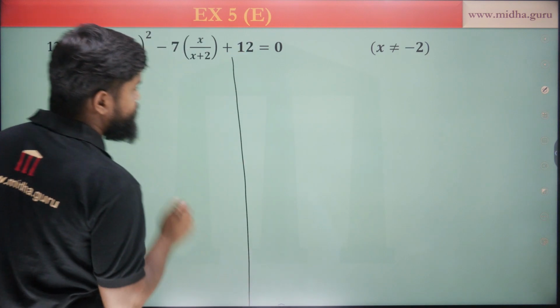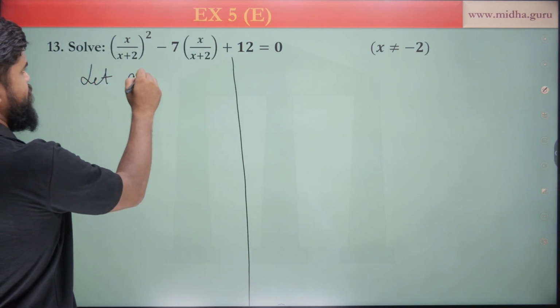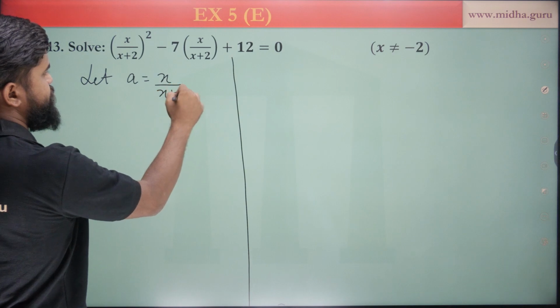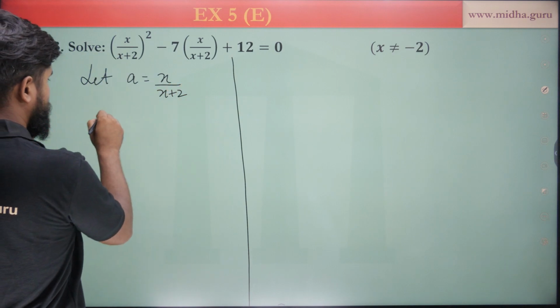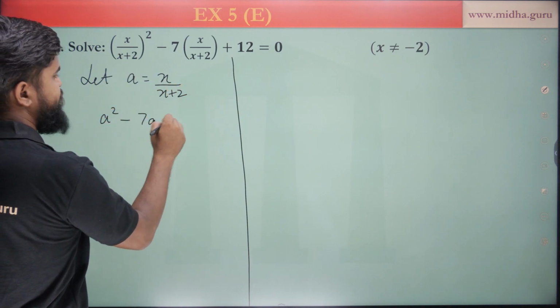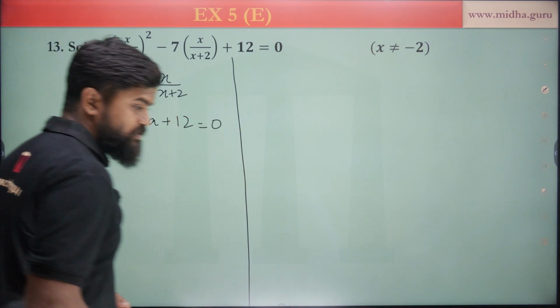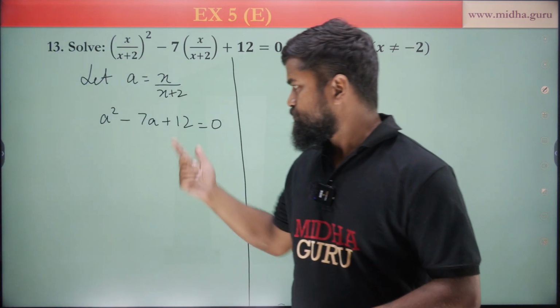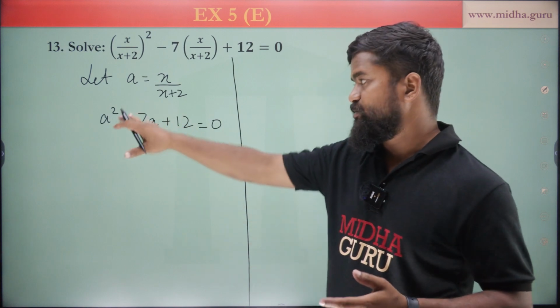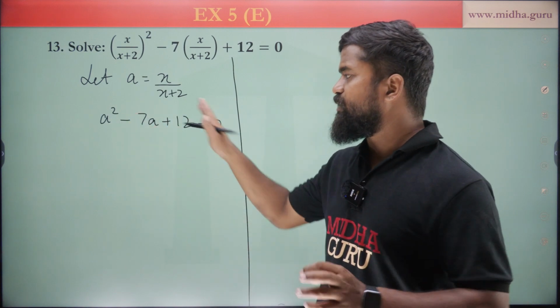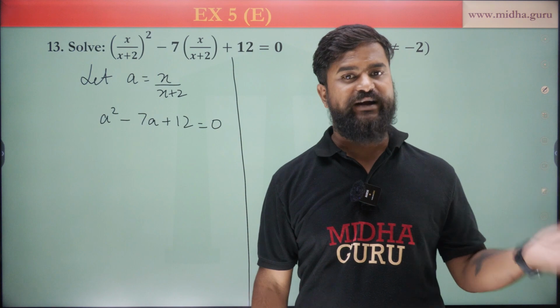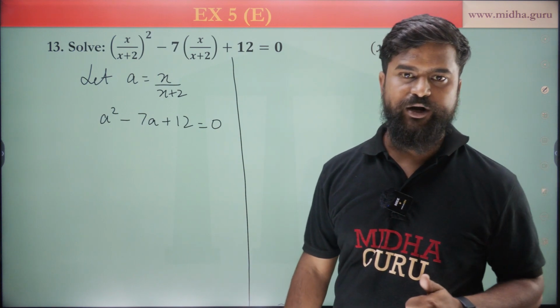So we'll take it as, let's say a is equal to x by x plus 2. Makes sense? So now the new equation is a square minus 7a plus 12, which is equal to 0. Now here we have a new quadratic equation in terms of a. We can solve this by any method we like. We can solve it by factorization or by quadratic formula.